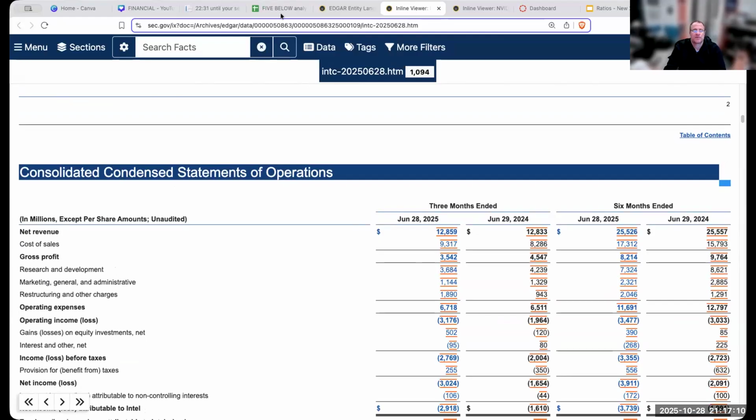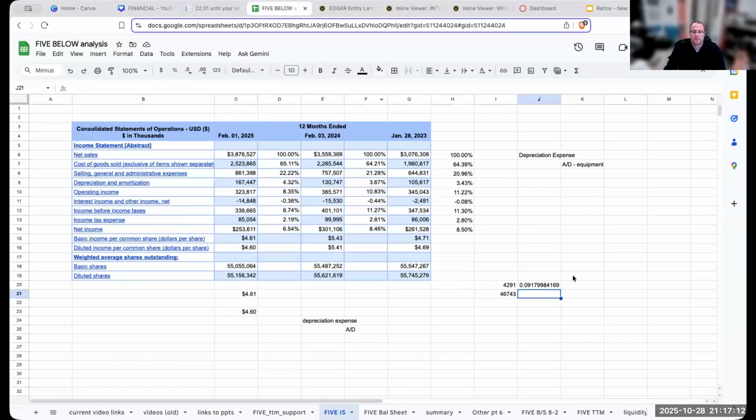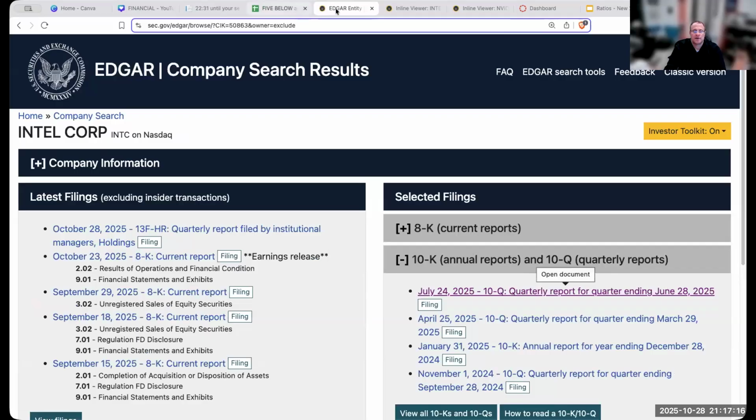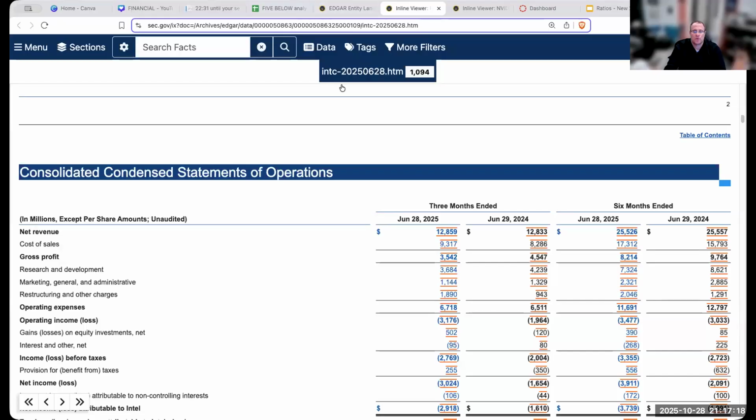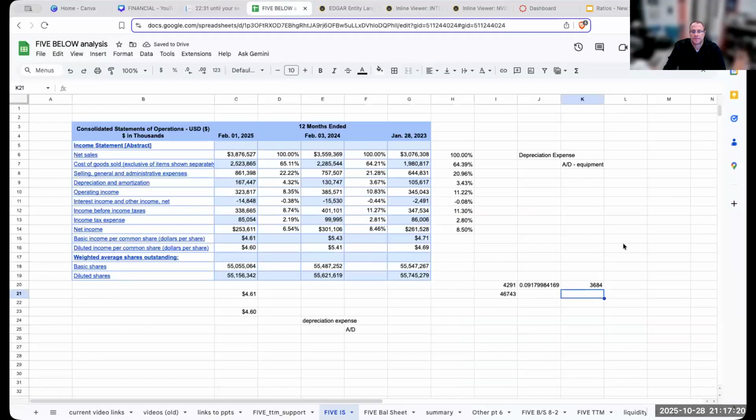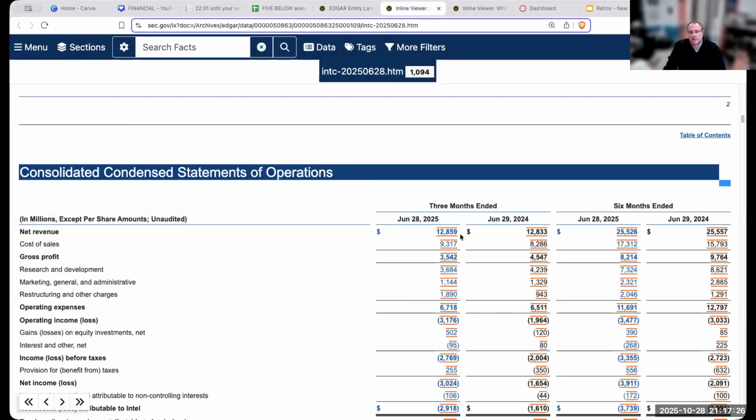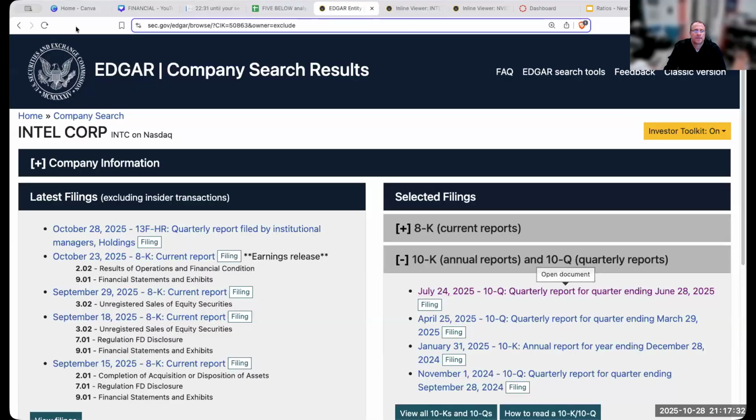This is going to be 3,684 divided by, again using the quarterly report, 12,859. And so this is about 28% of what they're putting in. And again, you'd want to be looking at this in terms of trends over time.